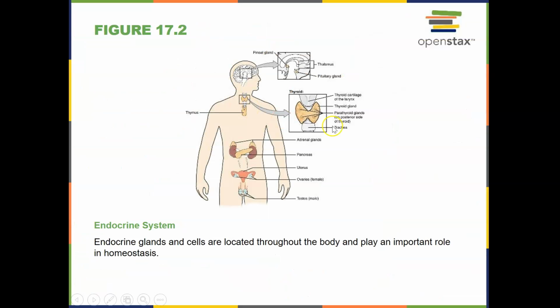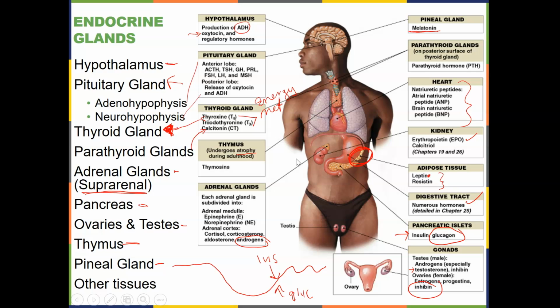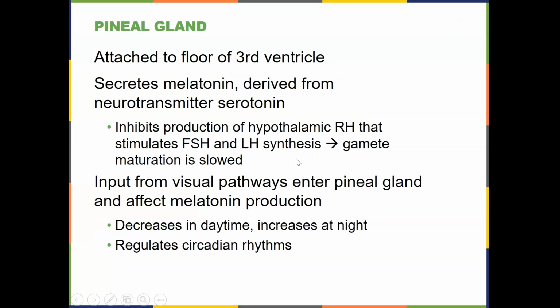So we're going to review a few of these glands. The endocrine glands and cells are located throughout the body. This is the picture from your book. I just use this one because I find that it's a better representation. It's a bigger listing. You can read it better, basically.